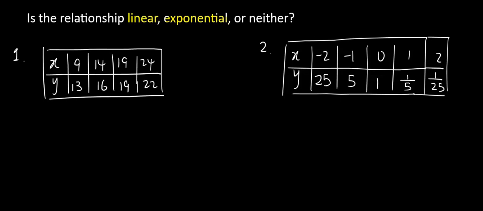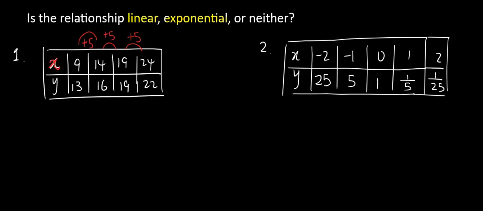First one, let's look at our x values. From 9 to 14, we add 5. 14 to 19, add 5. 19 to 24, add 5. There is a consistent difference for all the x values. Let's look at y values.